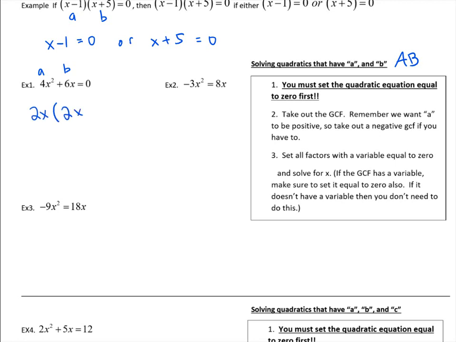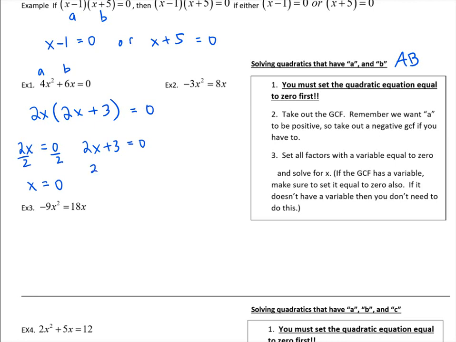So I'm going to end up with 2x times the quantity x plus 3 is equal to 0. So now we're going to apply the zero product property. So think of 2x as the A. So when 2x is equal to 0, everything will equal 0. Or when x plus 3 is equal to 0, everything will equal 0. And then we just solve for x. So we divide by 2, x equals 0.